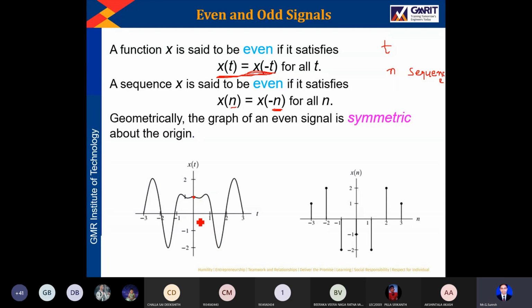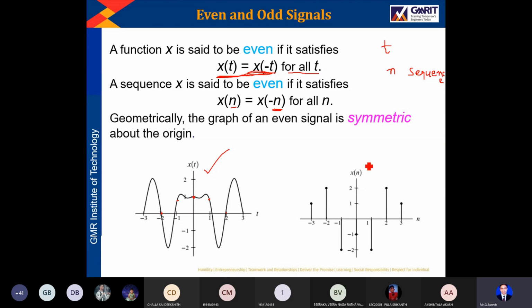That means if you take a positive value of t equal to 1, there is some amplitude like this. The amplitude will be the same at t equal to minus 1. At 2 it is 0, at minus 2 it should be 0, then only this particular equation holds good, x of t equal to x of minus t. So if for all possible t the value of x of t is equal to the value of x of minus t, then such a signal is said to be even.